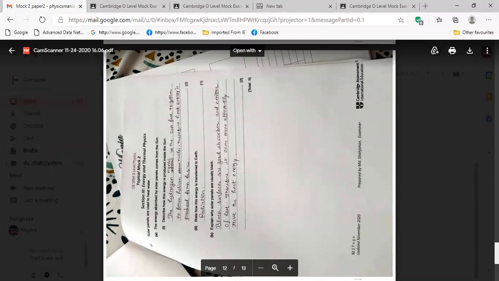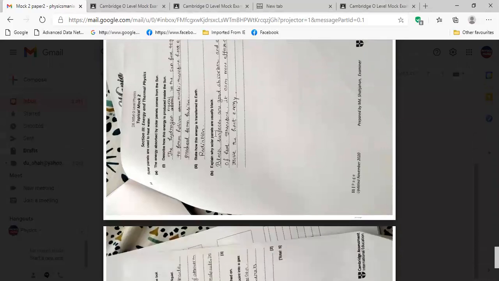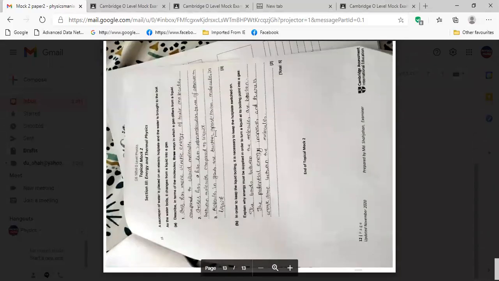So last part, radiation is a good example of thermal energy. They are accepting here that they are absorbing heat energy more, right? Efficiently absorbing heat energy more. That's why they are taking these two points.